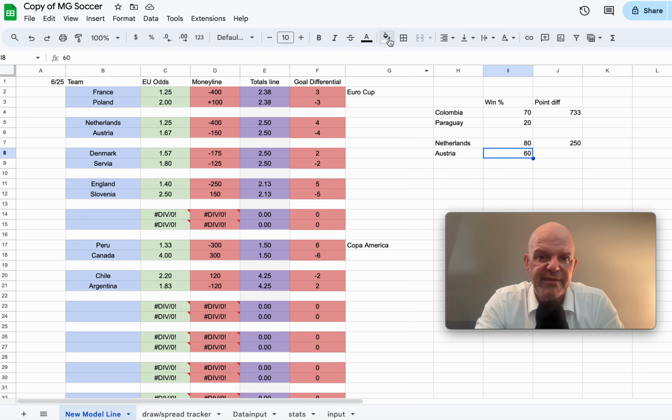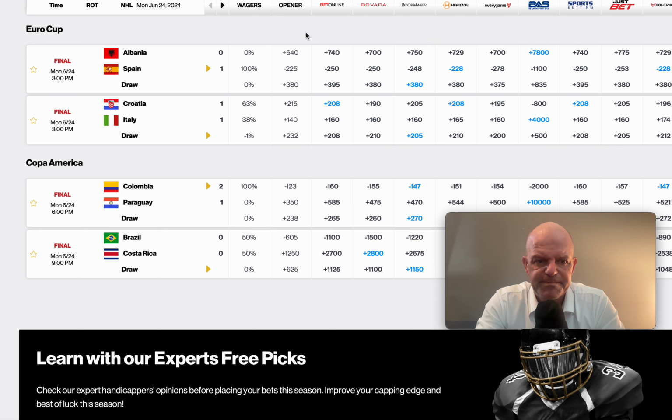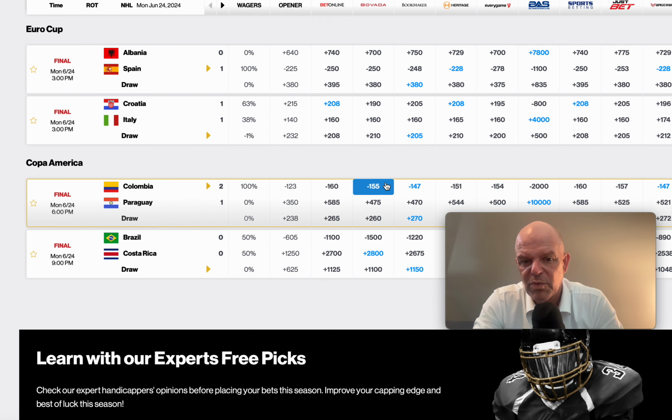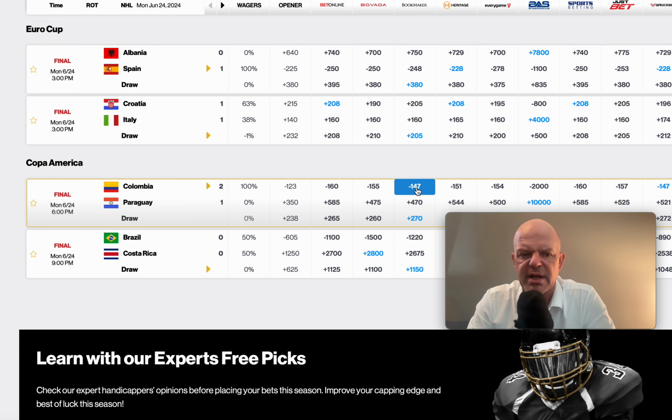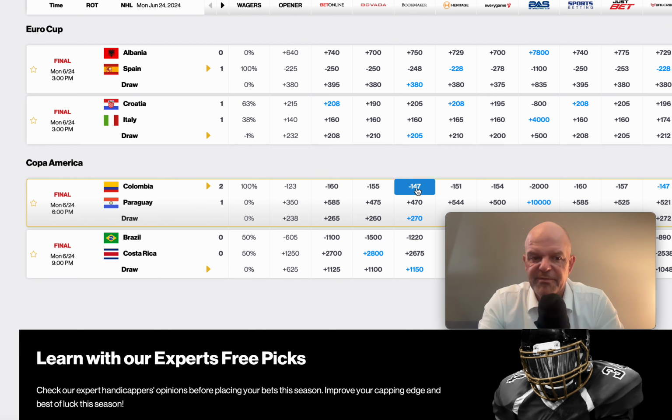Now, let's dive in and look at the results here from Colombia. The line for Colombia, it closed at minus 147. They scored 2 early goals. Paraguay got a goal, I think, late. But again, the model worked to perfection there, 2-1 with a win in favor of Colombia.